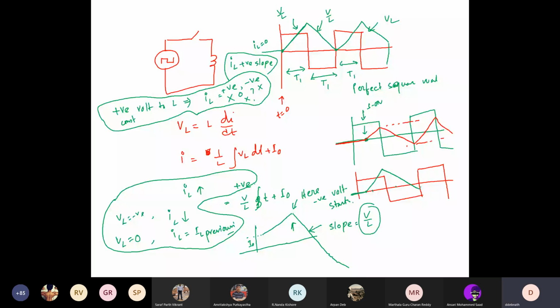Then again, it will keep on building. Right? This will happen. So you'll get basically a small negative part. You won't get an average value of 0. It will have some positive average. This one will have 0 average. This will have always positive average.